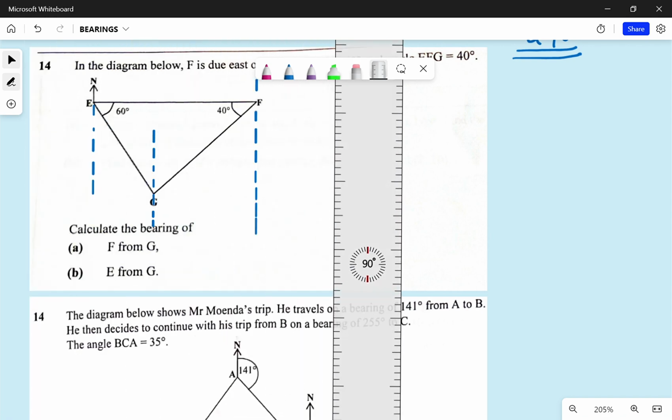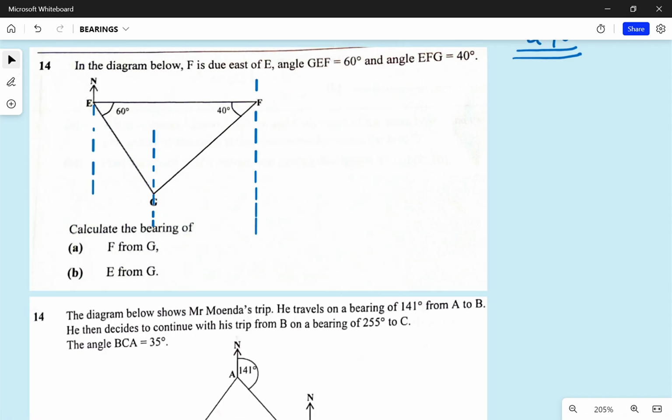Okay, having done that, now we can see that this is my north, that is my north, and that is my north there. So I've got 3 norths there. Now the bearing of F from G means from the north of G to the arm of F. From the north of G, G is right in the middle, to the arm of F. This is the bearing that we want there. What is going to be this bearing?